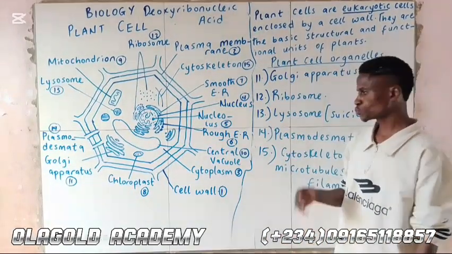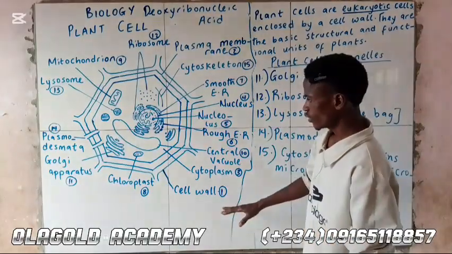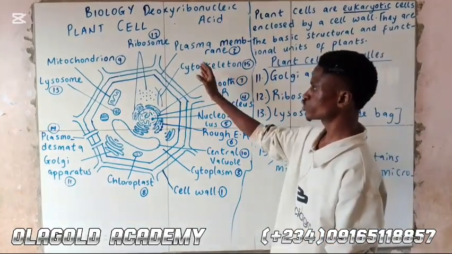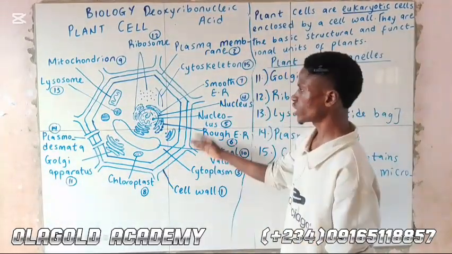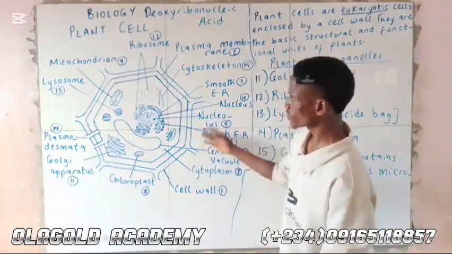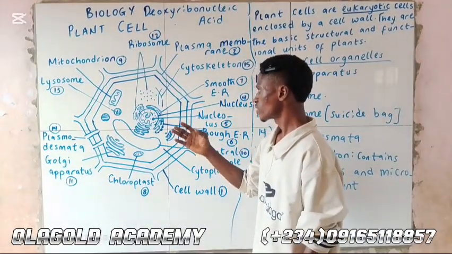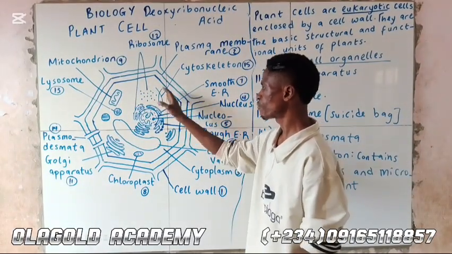All right, let me do a small revision. I said the cell wall is what helps to protect the cell, and helps to maintain the turgor pressure of the plant cell.